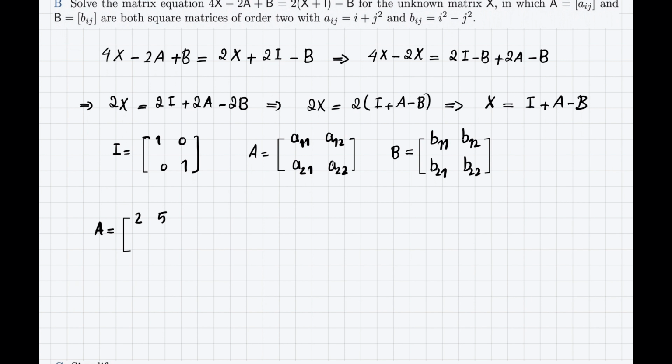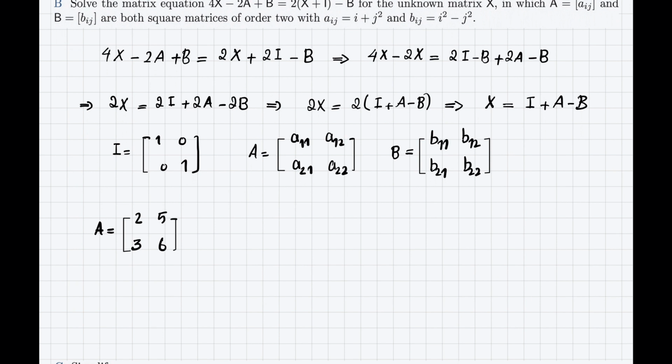And then the same thing for a21. So I need to replace i with 2, j with 1. This time I will get 3. And then finally for a22, I replace both i and j with 2. So it becomes 4 plus 2, which is 6. So this is my matrix A.